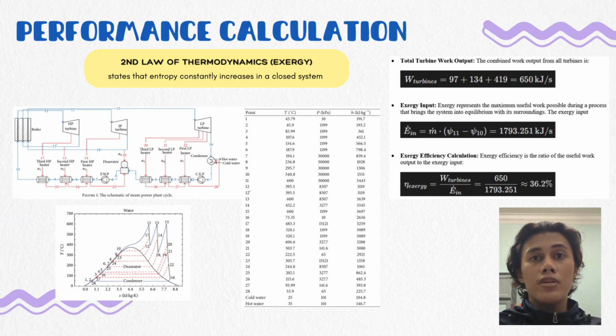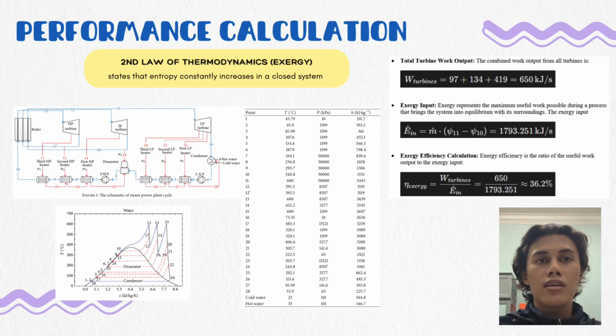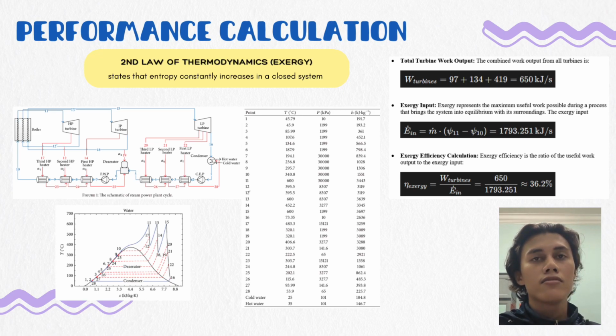To find the total turbine work output, we need to find the work for the high pressure, intermediate pressure, and low pressure turbine. So the mass flow rate times the high pressure enthalpy at point 12 minus 14. For the intermediate pressure, enthalpy is at 15 minus 17, and for the low pressure, enthalpy is at 18 minus 20. And then we got a total of 650 kilojoules.